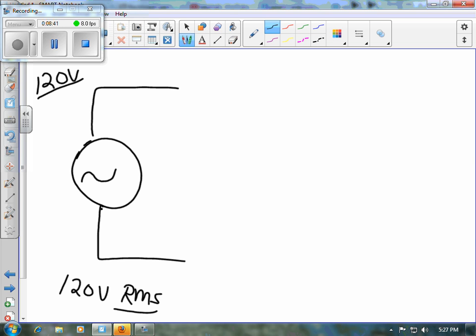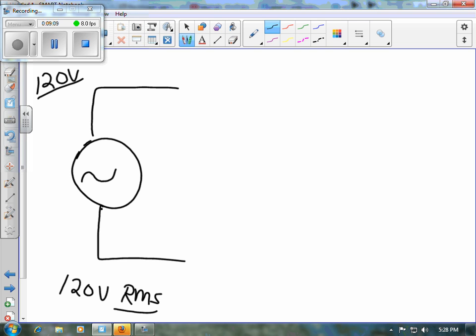Now, this means root mean square. It's a way of finding something like an average. We're not going to talk about it right now. All it means is the actual peak voltage is somewhat higher than 120, but this is a standard way of measuring it, and it works for the equations. So don't worry about the fact that this is an AC voltage. We'll just say it's 120 volts.